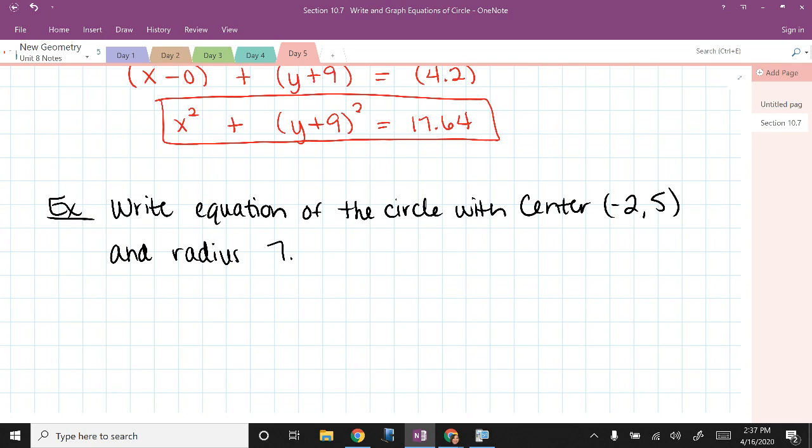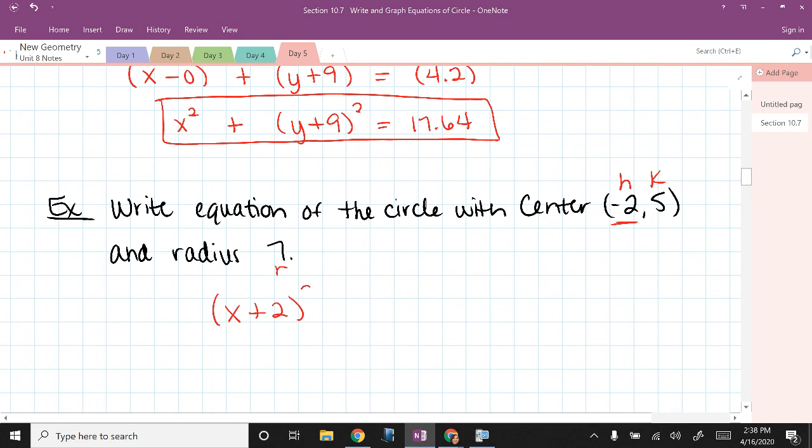Here's another example. This time it has the center of the circle at (-2, 5), so that's my H, and that's my K. And the radius is 7. That's your R. So for your equation of your circle, you're going to have parentheses X, and then you change the sign of your H. So change the sign of -2, you get +2, quantity squared, plus, change the sign of your K, so that's going to be -5. So Y minus 5 quantity squared equals, my radius is 7, so 7 squared.